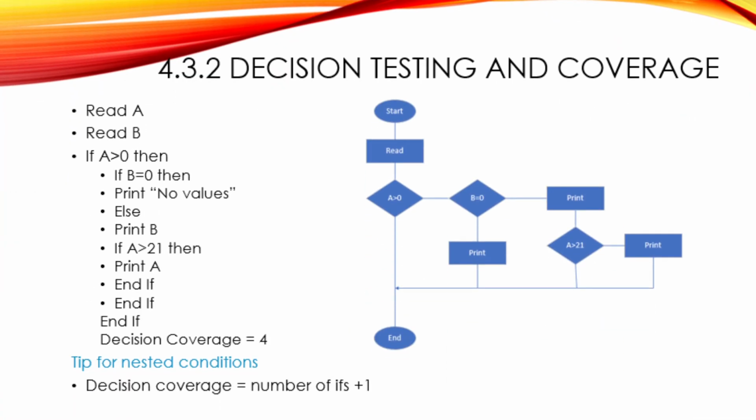Let's see another example. Read A, read B. If A greater than 0, then if B is equal to 0, then print no values, else print B. If A greater than 21, then print A. Decision coverage is 4. How is this 4? Because it is the number of ifs plus 1 for nested conditions. The top one is if A greater than 0, the other if is if B is equal to 0, and the third if is A greater than 21. We have three ifs, and 3 plus 1 is 4. So in this case decision coverage is 4.